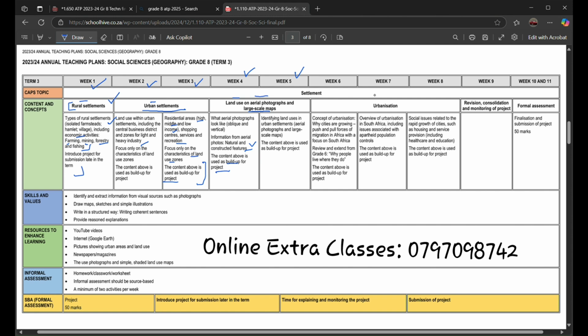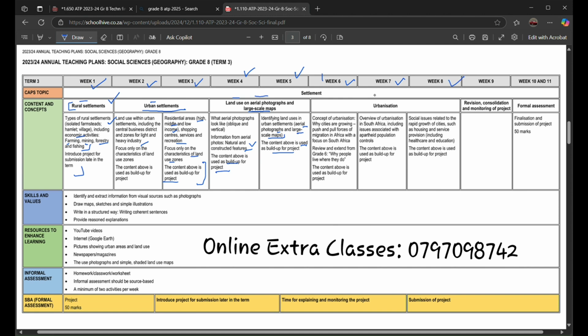Okay, and then under week 5, we will be identifying land uses in urban settlements. Okay, and we know that if we are talking about land uses in urban settlement, we will be talking about aerial photographs and large scale maps. Okay, again, the content that we just covered will also be used to build up for the project that we will need to do. Okay, and then after completing week 4 and week 5, we will then move to week 6 and week 7 and week 8.